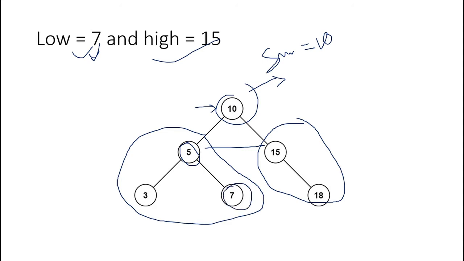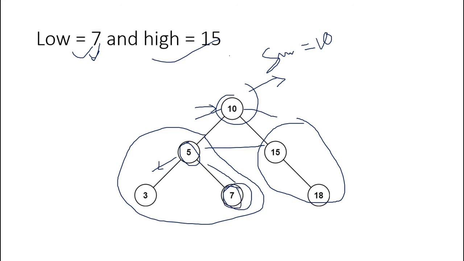Why? Because we know that in the case of a binary search tree, the left side of the root node contains lower values than the root node value, and the right side of the root node contains greater values than the root node value. So here I'm getting 5, which is less than low. Even on the left side of this, we will never get a value between 7 and 15. So we will call the right subtree. So we will call this 7.